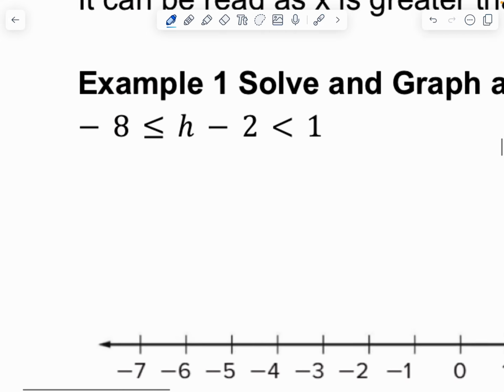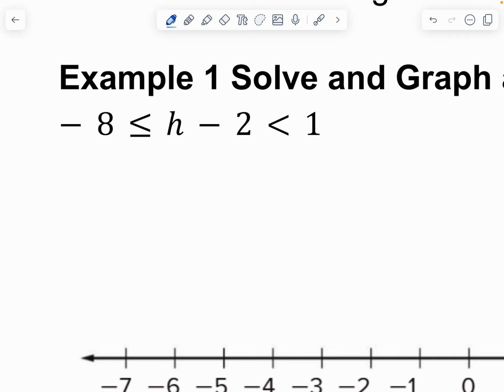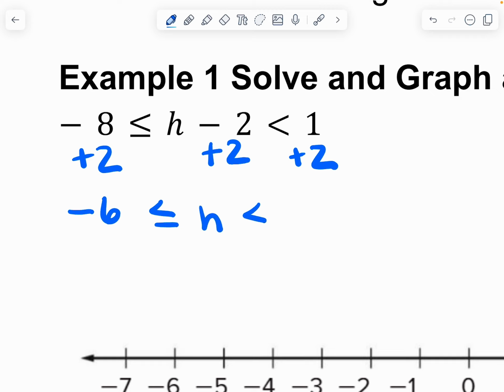So here we go. Some of you are like, what? Guys, when we solve this, if I was doing just this right here, wouldn't I just add 2 to both sides? Well, this time around, you're not just adding to 2 sides, you're adding to 3. So you get -6 less than or equal to h, which is less than 3.